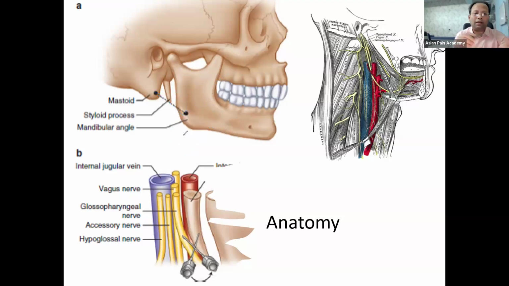So if my ultrasound probe is like this, at M2, then what should I see? I should see this side bone, the anterior side bone of the mandible, and the posterior side bone of the mastoid. Between these two, in this area, what will we see?